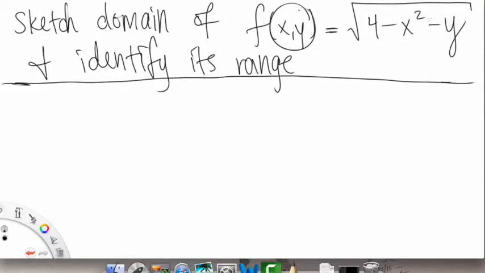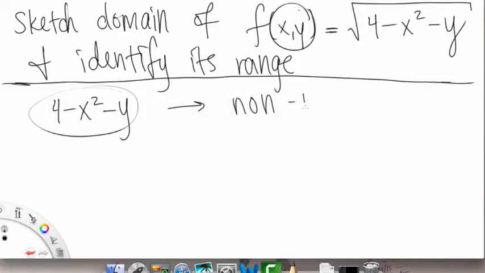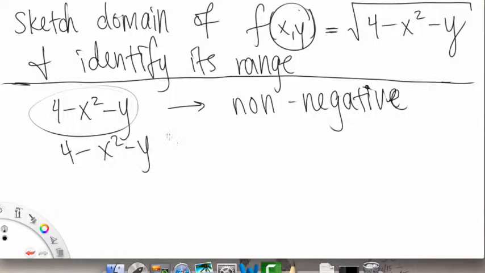Because it's under the square root, this whole quantity, 4 minus x squared minus y, must be non-negative, because you can't take the square root of a negative number. It's just not possible unless we go into imaginary, which gets super complicated, and we're not going there right now. So we want this whole thing to be greater than or equal to 0. It can equal 0, that's fine. The square root of 0 is just 0.